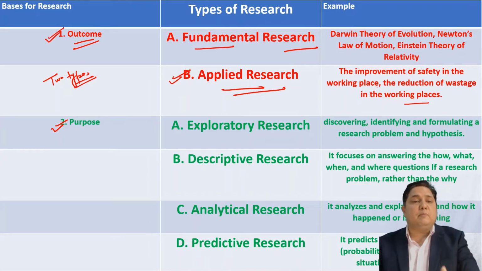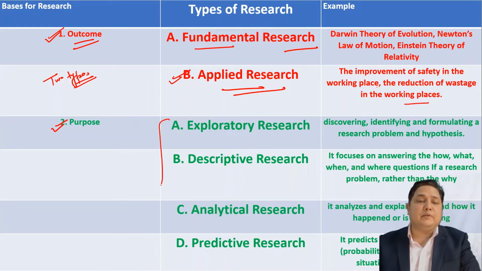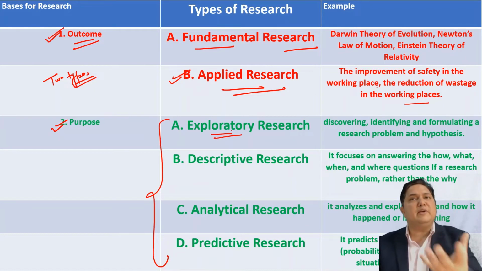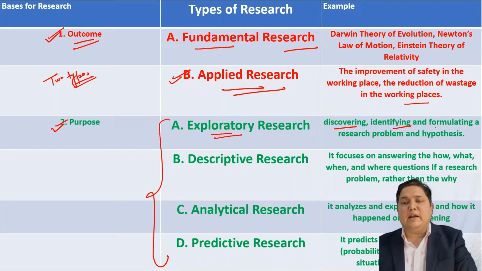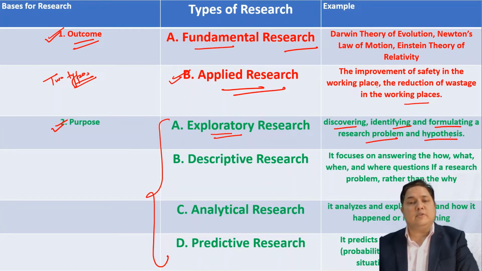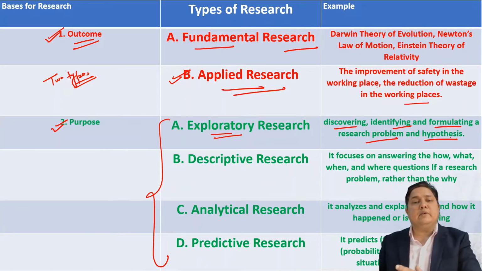On the basis of purpose, from the book of Kothari, we are saying there are four different types of purpose. First one is exploratory research. Exploratory, by name itself you can understand, means exploring something new. There is less knowledge in this particular field. We want to increase our knowledge by exploring things like discovering, identifying and formulating a research problem and hypothesis. Here, the main purpose is to decrease our anxiety and increase our knowledge.